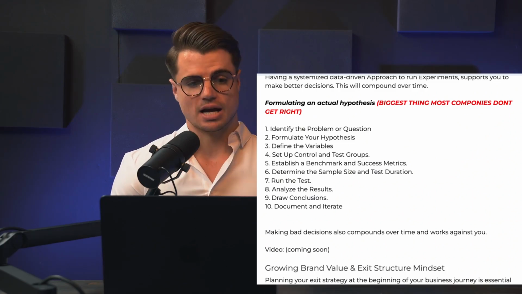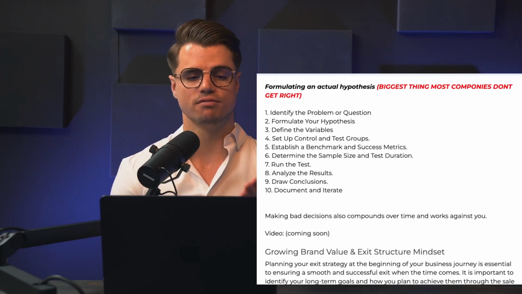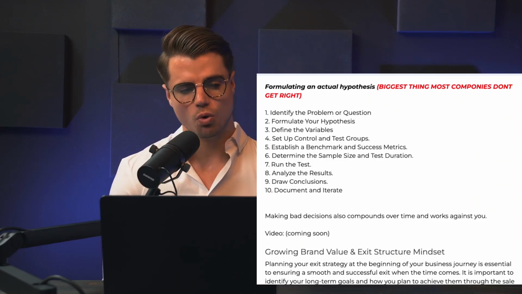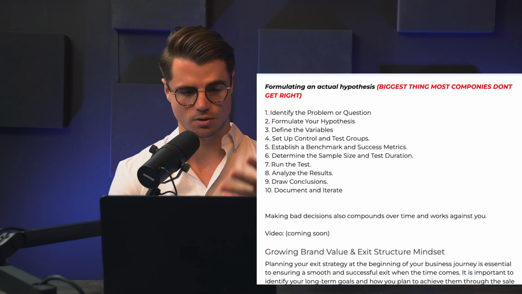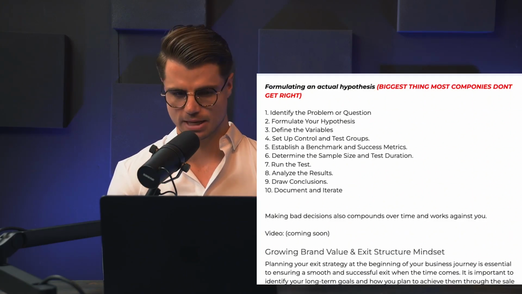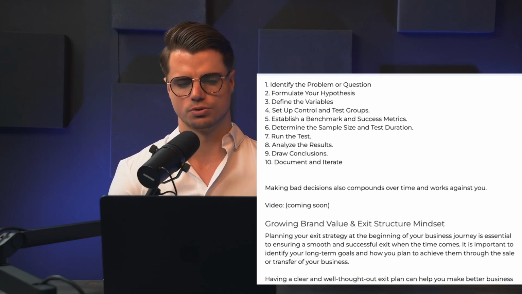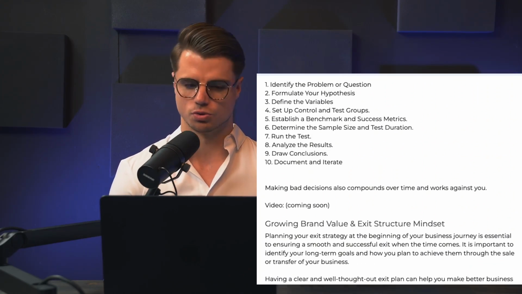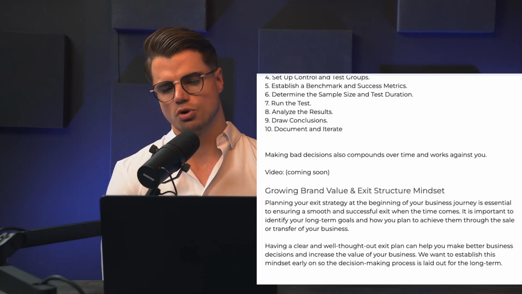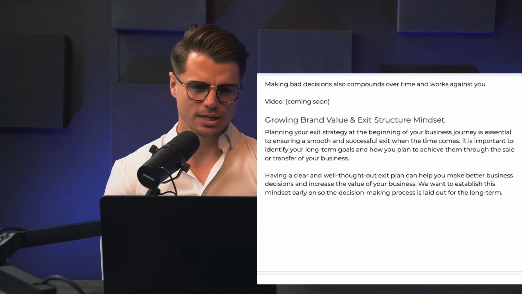So let's look at this. Identify the problem or question. Formulate your hypothesis. Define the variables. Set up a control and test group, basically, right? And then you want to establish a benchmark and success metric. Then you want to determine the sample size and the testing duration. You want to run the test, analyze the results, draw the conclusion, and do the iteration. So making bad decisions also compounds over time and works against you, right? So let's look at it like this.